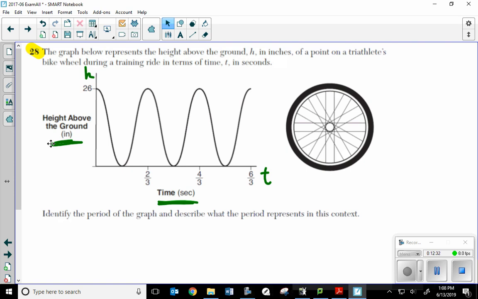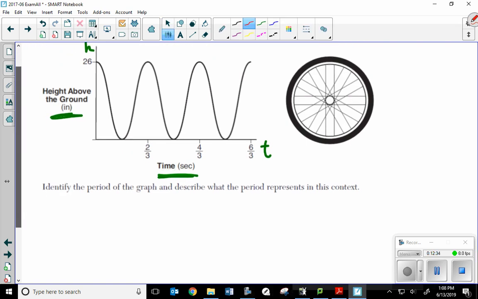Okay, first of all, two-point question. It's not going to be that difficult. You just need to know what period is of a function. That's the length of one cycle of the function. All right?